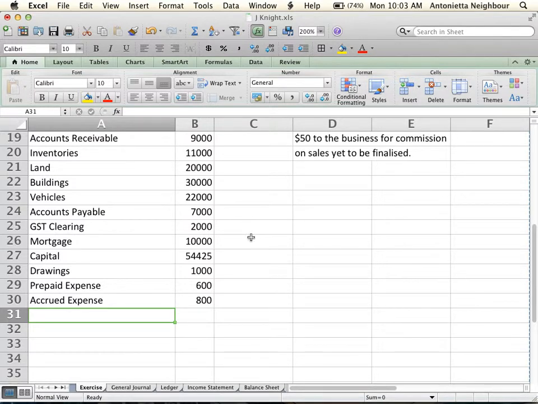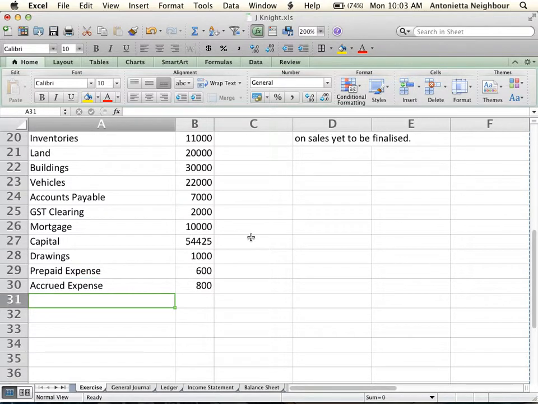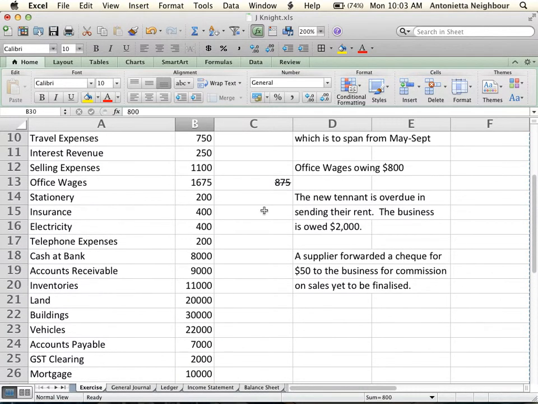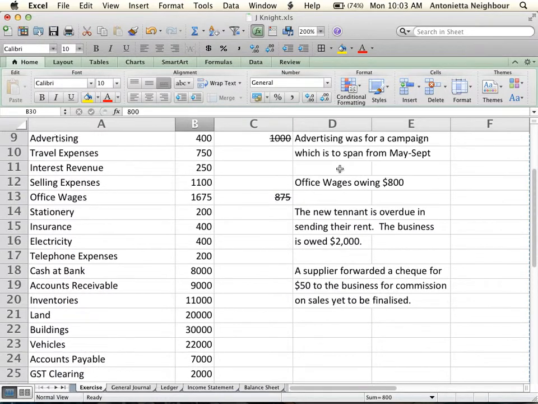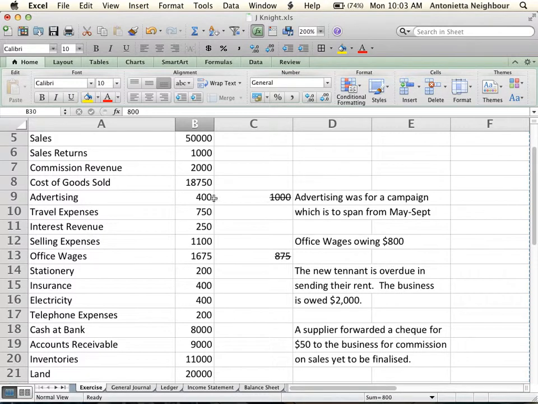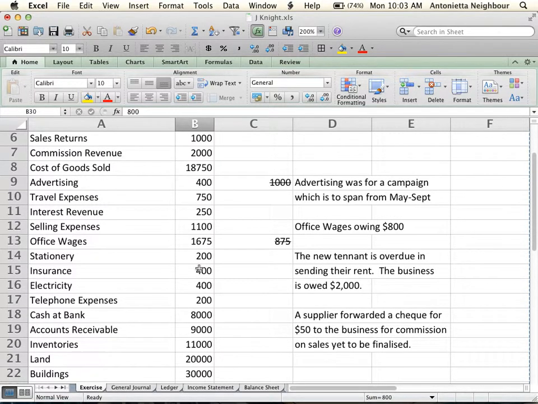Any questions? Yeah, so you did not put any formulas for the bottom price. For those two, 600, 800, you didn't put any. No. Because I worked it out up here that advertising was prepaid by 600, so I just keyed in 600. And here, it tells me that I'm owing 800 in wages, so I just keyed it in. Yeah.